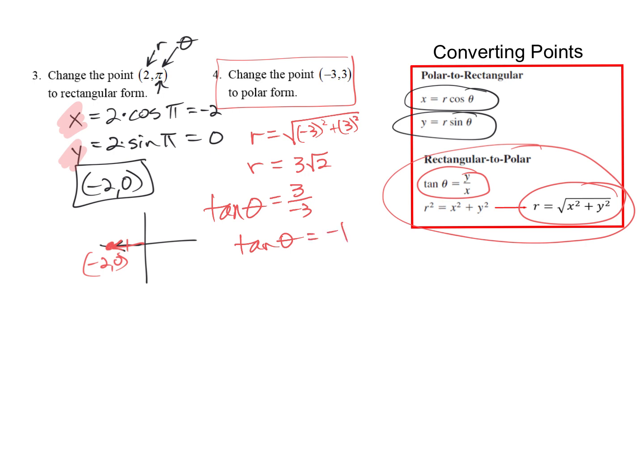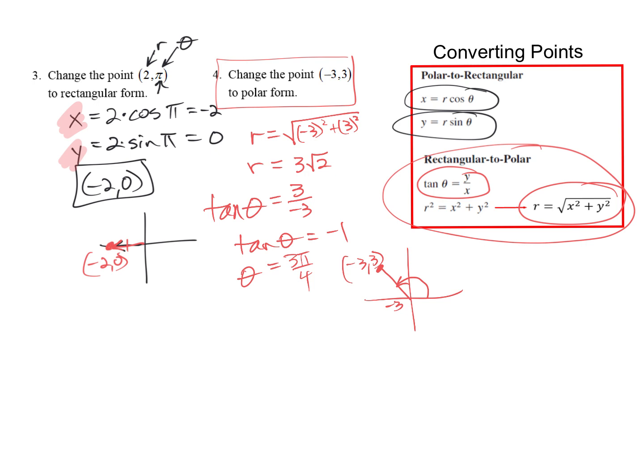And remember, again, we've got to think about what quadrant we're in. So we're in the second quadrant here. We go over negative 3 and up positive 3 there. So we know that that angle is at 3 pi fourths. Okay, you've got to know your angles, super important.